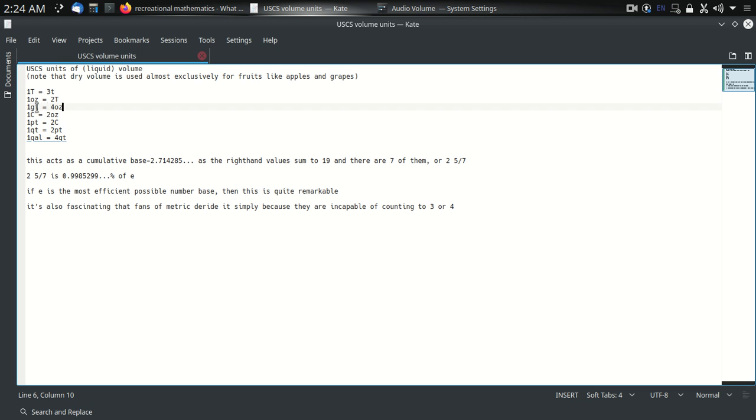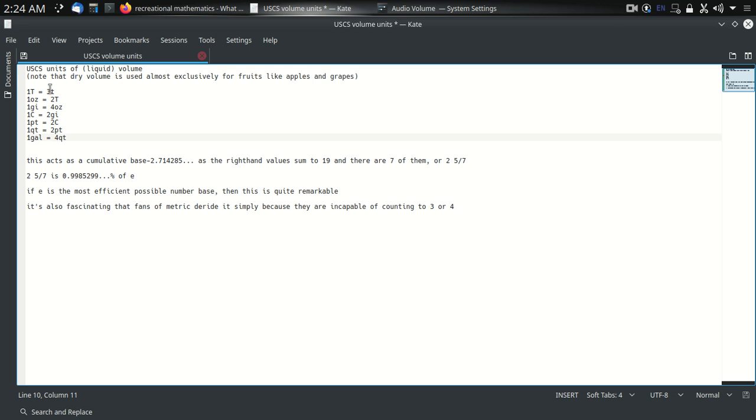4 fluid ounces give you 1 gill. 2 gills give you 1 cup. 2 cups give you a pint. 2 pints give you a quart, and 4 quarts give you a gallon. Hey, look at that. Quart. Quarter. It's the same word. That's why there's 4 of them.